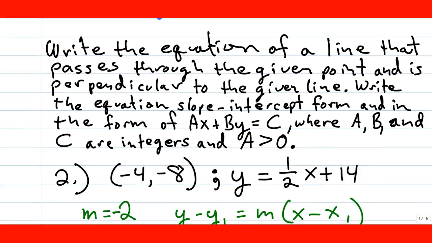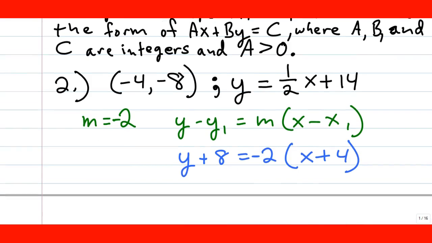Question number 2, the instructions read, write the equation of the line that passes through the given point and is perpendicular to the given line. Write the equation in slope-intercept form and in the standard form of ax plus by equals c, where a, b, and c are integers and a is greater than 0.